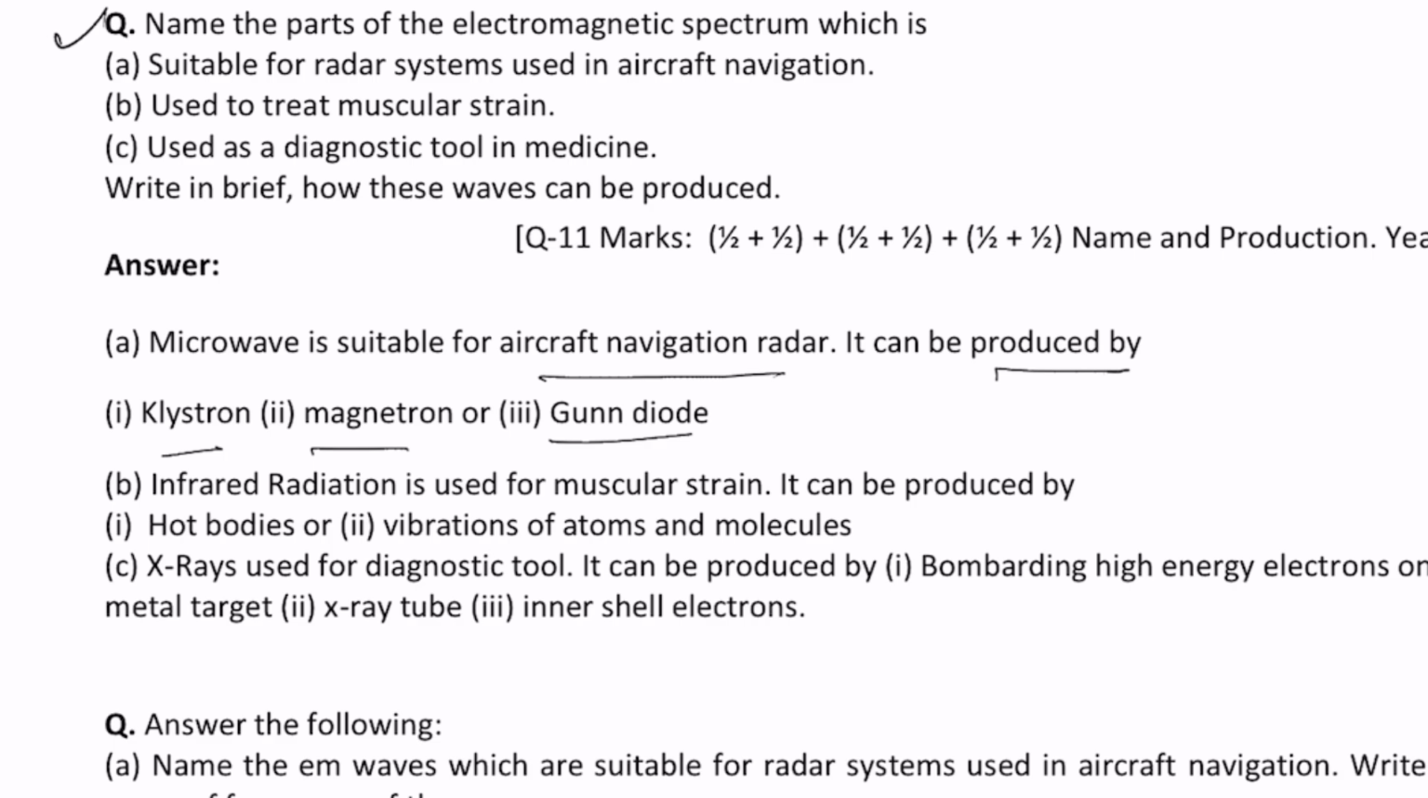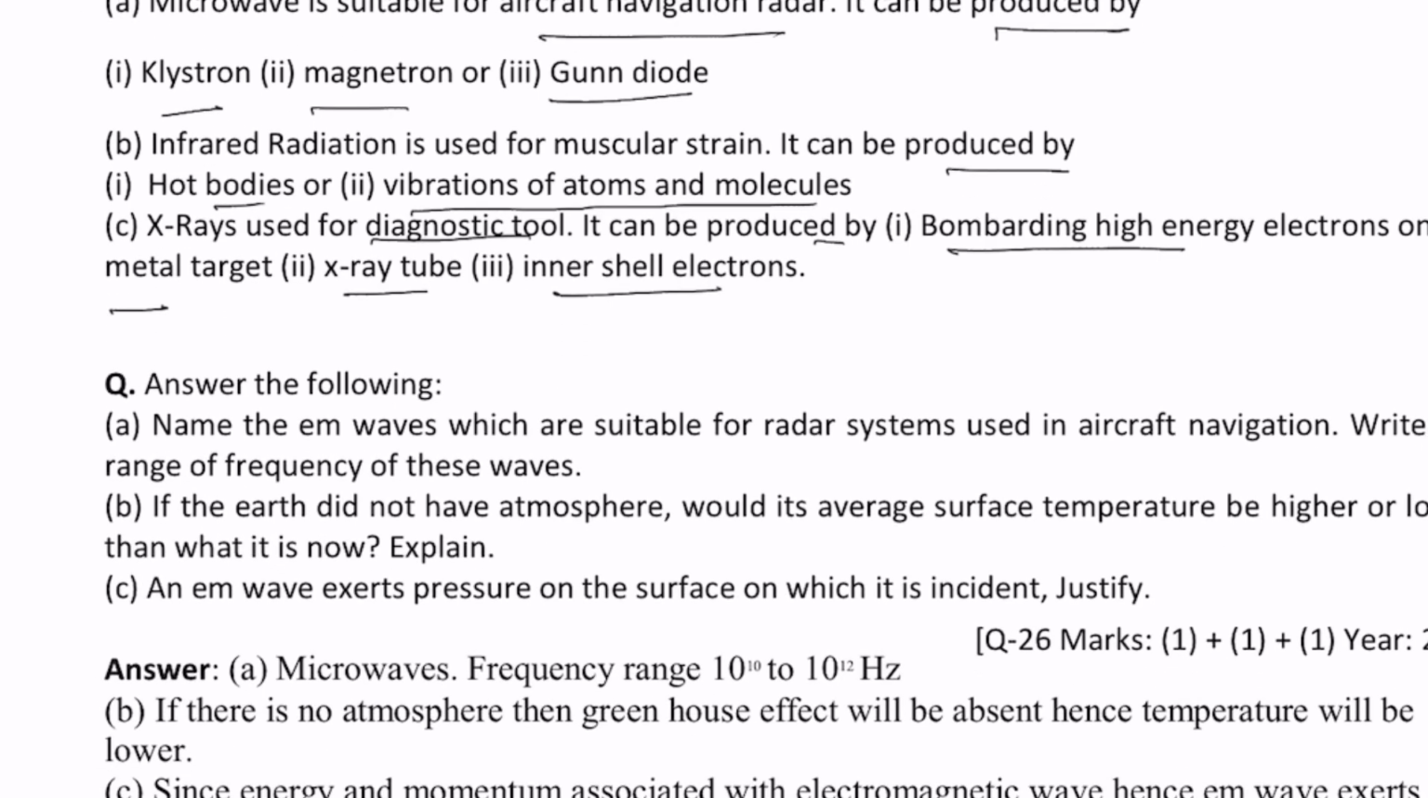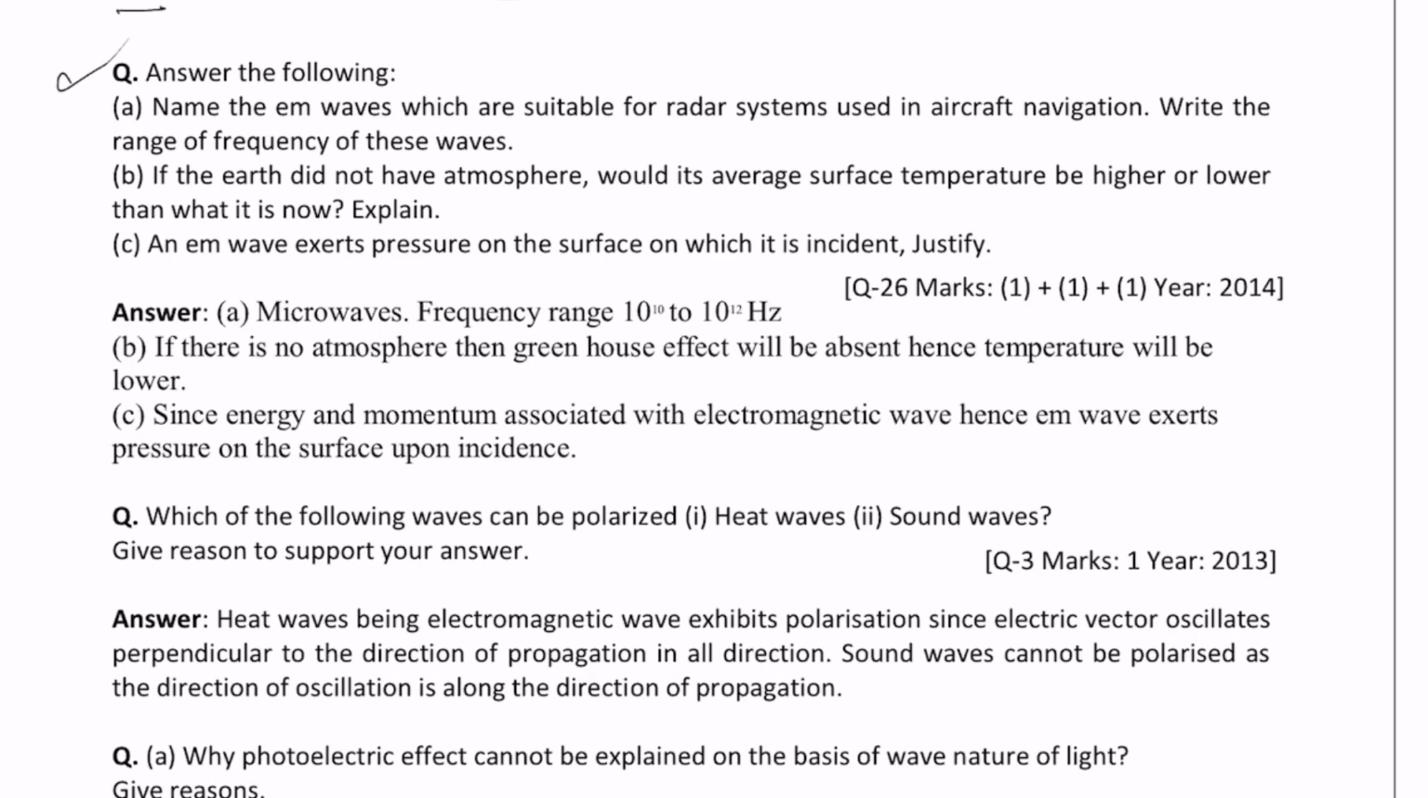Infrared radiation is used for muscular strain. It can be produced by hot bodies and vibrations of atoms and molecules. X-ray is used as a diagnostic tool. It can be produced by bombarding high energy electrons on a metal target, in an X-ray tube, and by inner shell electrons. Okay. Name the next question. Name the electromagnetic waves which are suitable for radar systems used in aircraft.